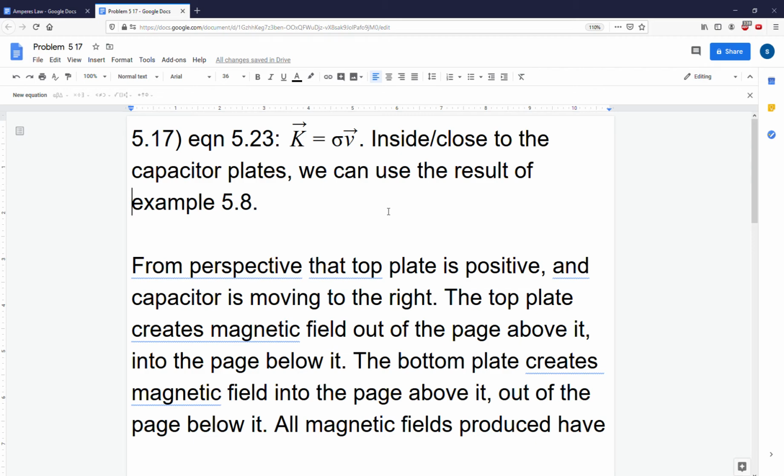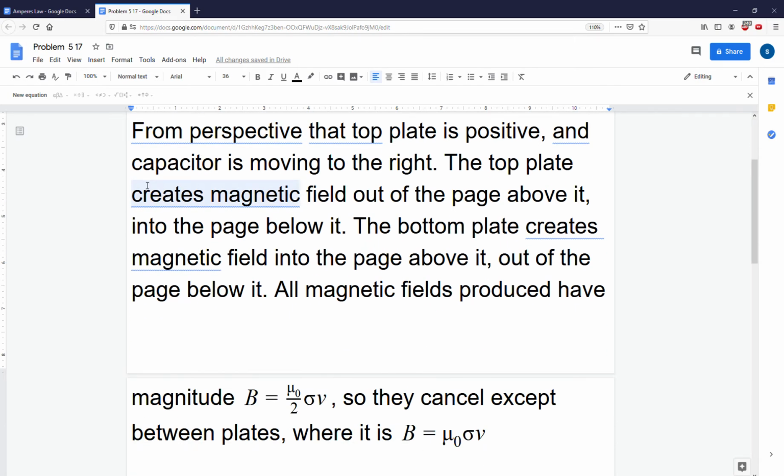Now, in example 5.8 on page 235, we can see the magnetic field produced by a single plane of current. For that, we apply an Amperian loop that is basically a rectangle. One leg of the Amperian loop is entirely above the plate, one leg is entirely below the plate, and the remaining two legs cross through the plate. The enclosed current is equal to L times the surface current density.